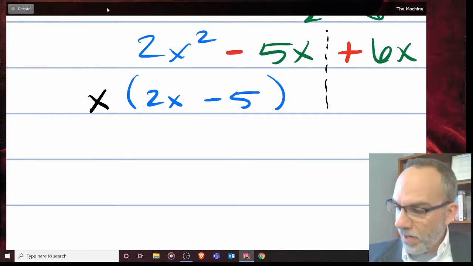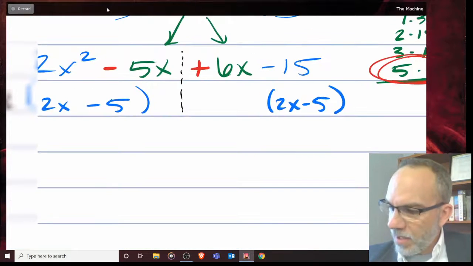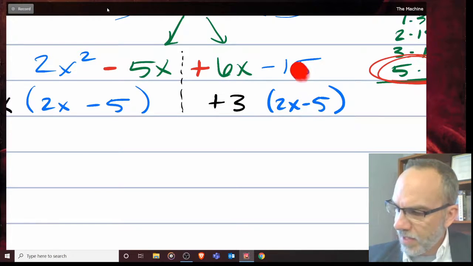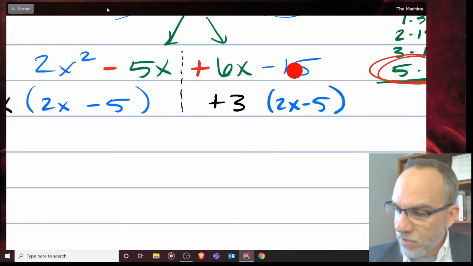Now over on the right-hand side, I should also get a 2x minus 5. It's got to be the same thing. What can I factor out of a positive 6x that would leave me a 2x? Hopefully you see that that would be a positive 3. And then let me double check. If I take this positive 3 and multiply it into negative 5, do I get a negative 15? Yes, I do. Good.